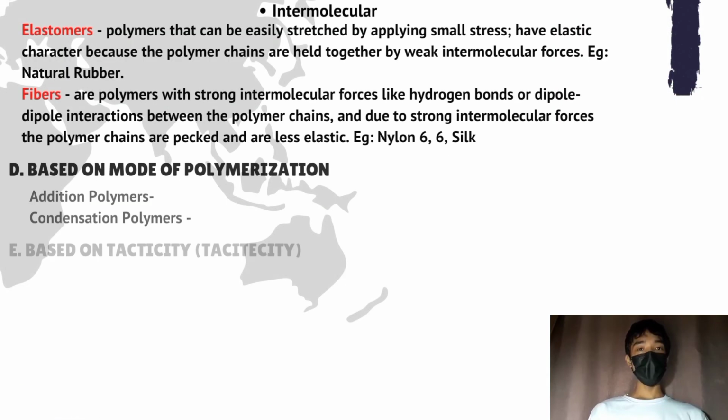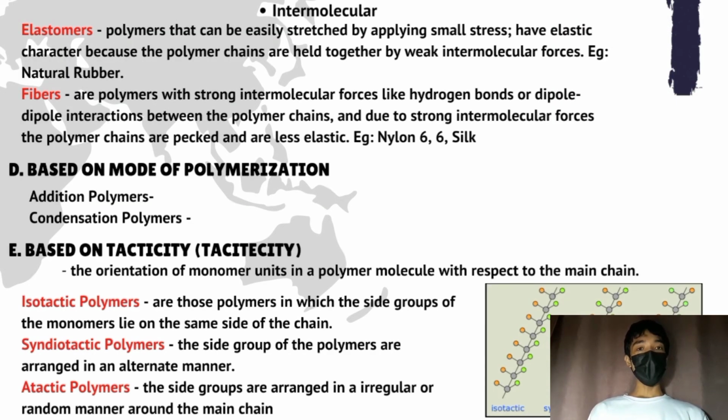And under the intermolecular, there are two types also, which are elastomers and fibers. Elastomers are held together by weakest van der Waals forces among their molecules. That's why they are stretchable. While fibers are held together by strong intermolecular forces like hydrogen bonding or dipole-dipole interaction.